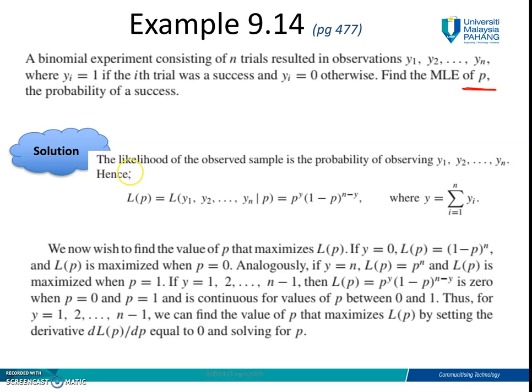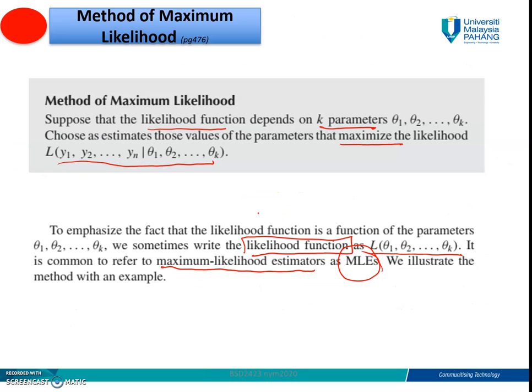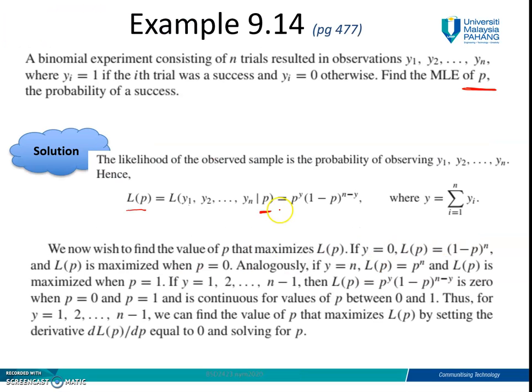For the solution, first you must find the likelihood function. The likelihood of the observed sample is the probability of observing y1, y2, yn. You have n trial observations, and each yi is 1 or 0. So here the likelihood function L(p) is equal to the joint probability of y1, y2 until yn, given the parameter p. In the previous slide, these were the parameters. In this case, we only have one parameter, which is p.